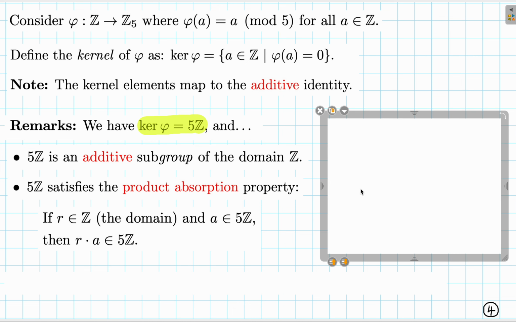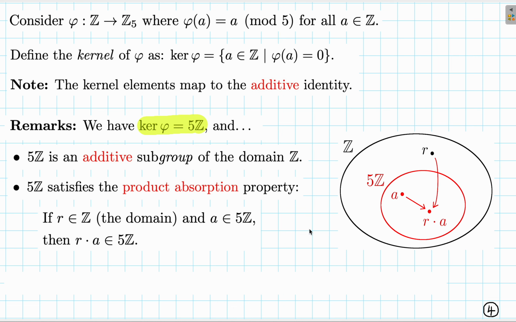Here is a visual depiction of product absorption. We have the element a, which is already in 5Z, and the element r, which may or may not be in 5Z. It's just an element of the domain Z. And notice how the element a absorbs the element r into the set 5Z when we multiply them together.